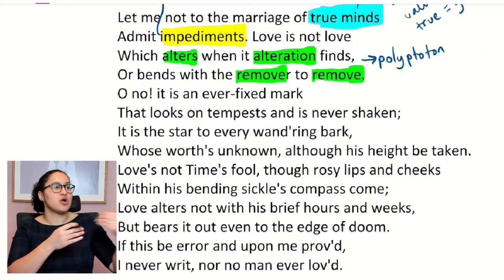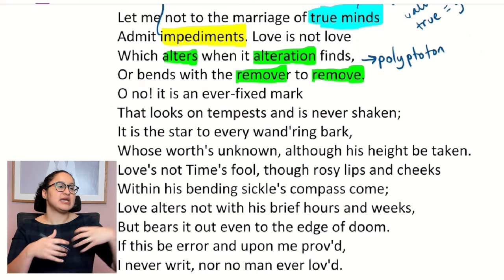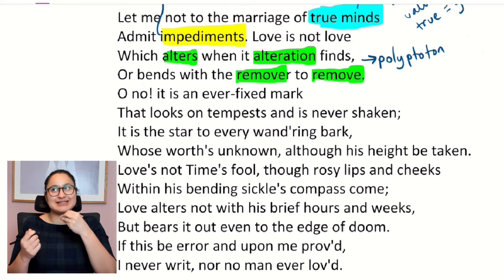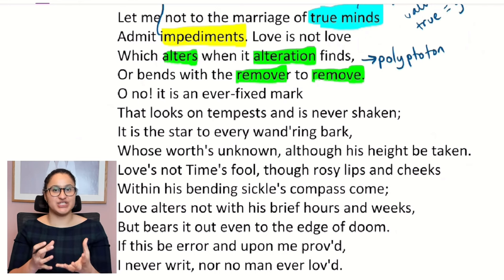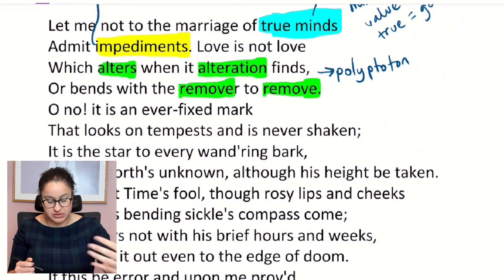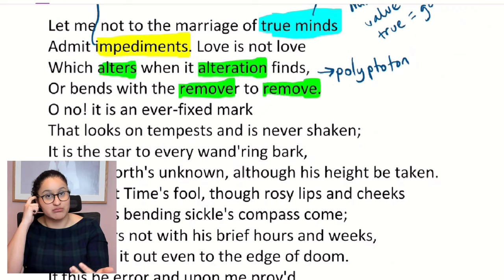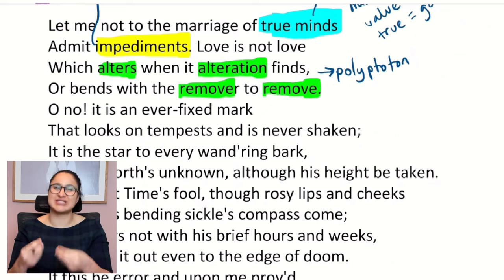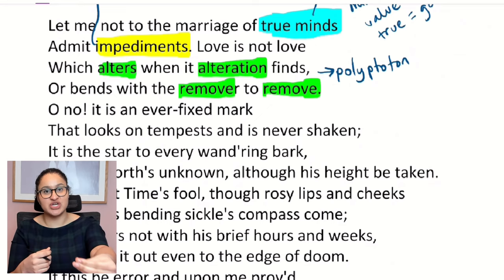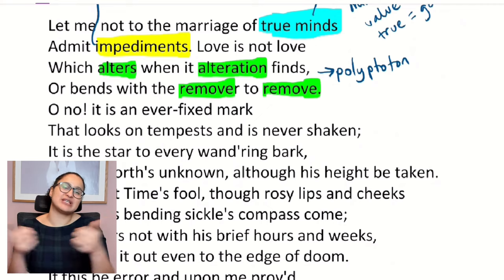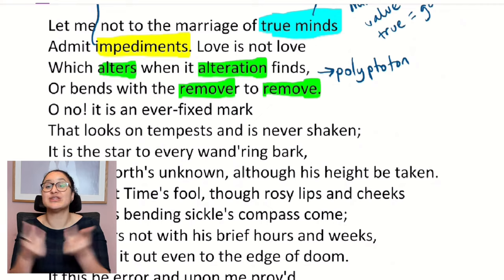Alteration is the noun, alters is the verb. Remover is the noun, remove is the verb. So he's using the same word, but in its different word forms. And why is he doing that? If he was saying love does this, right? If he was saying love alters when it alteration finds, love bends with the remover to remove. What the polyptoton essentially does is really beautifully create that feeling of causation. So because there is an alteration, something alters. Because there is a remover, we remove. By using the same root word, it creates a really nice causational relationship between those two words.